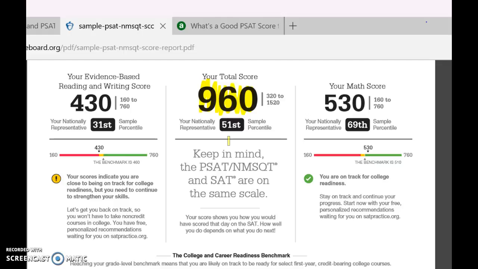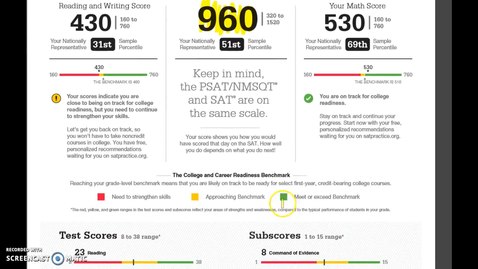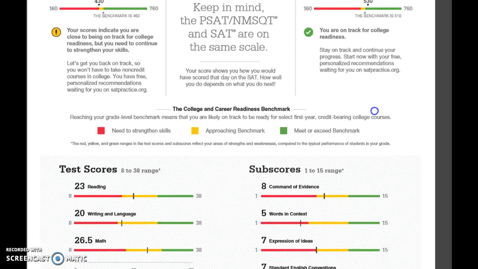But let's just go through and figure out what all this means. When you're reading, these are really good reports. They'll tell you a little bit about your strengths and your weaknesses. Green is good, okay? If you're in green in anything, that means that you have met or exceeded the benchmark. In fact, it says so on your sheet right there. Green is good. Yellow is getting closer, and red is really a weakness where you need to strengthen, okay?